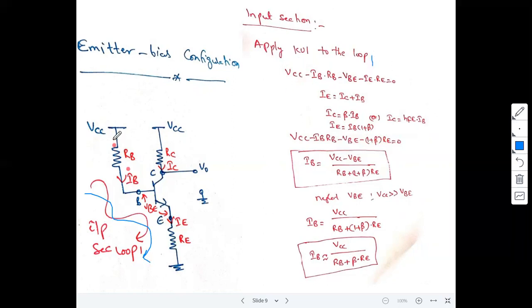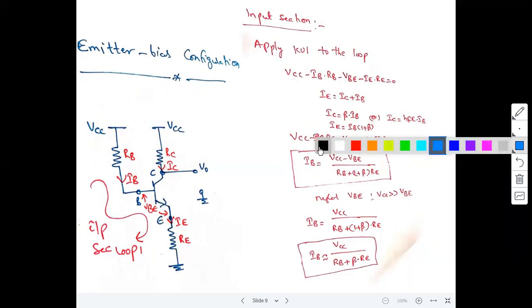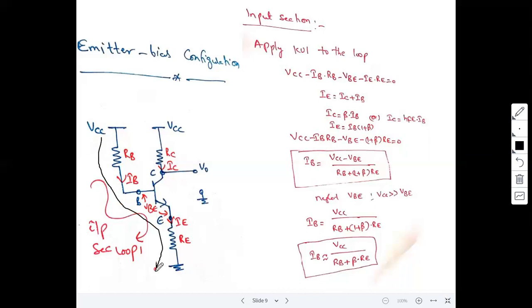What is here? VCC. This is the path. What is the path direction here? VCC indicates some plus minus, plus minus polarities. Okay, VCC minus IB RB minus VBE minus IE times RE is equal to 0.